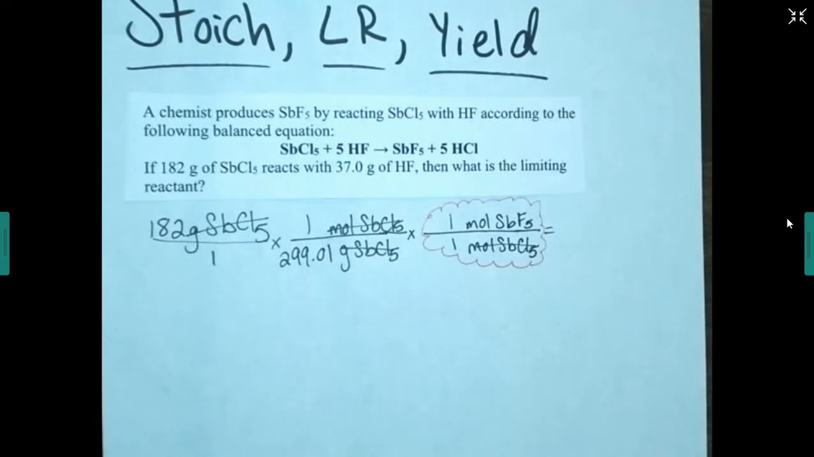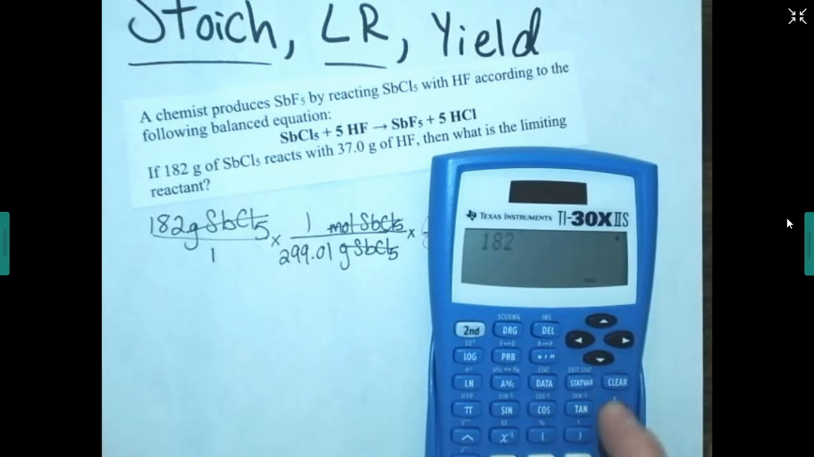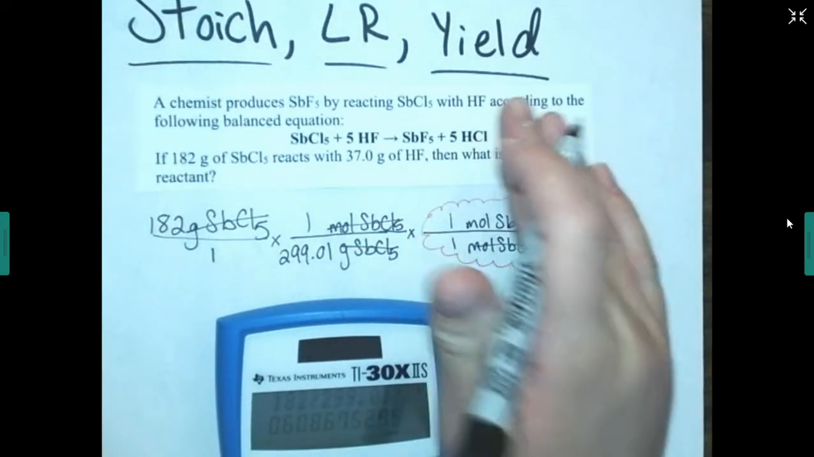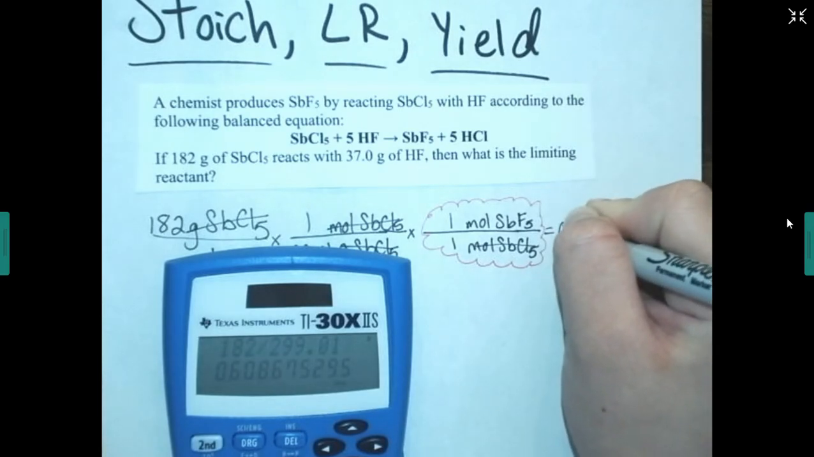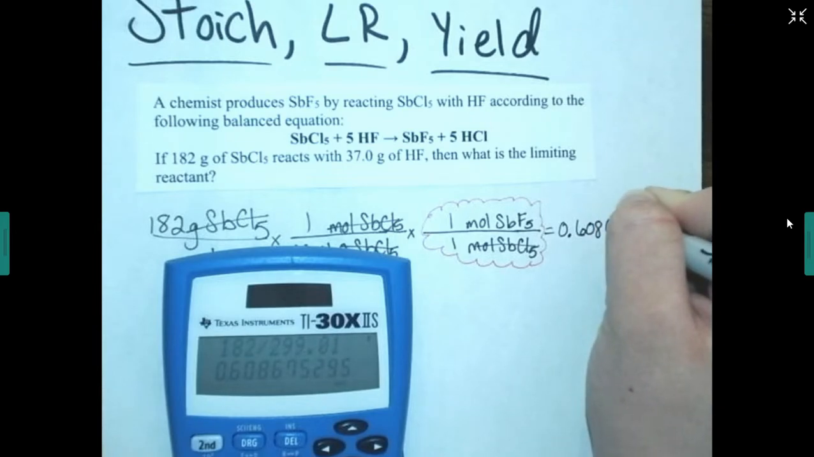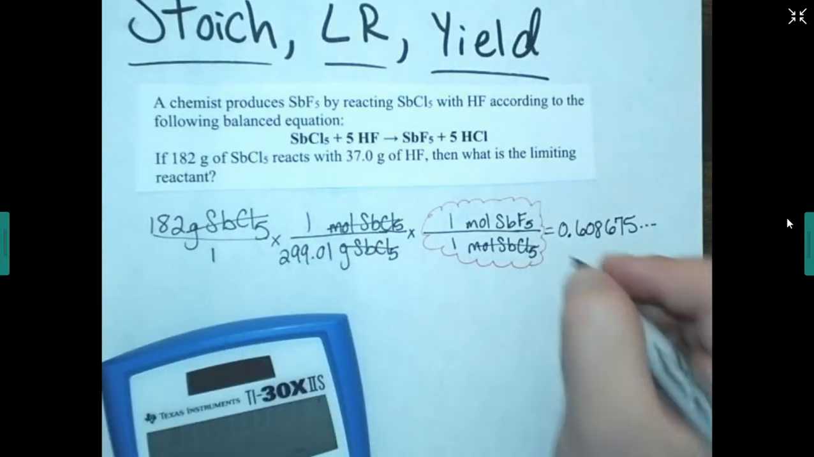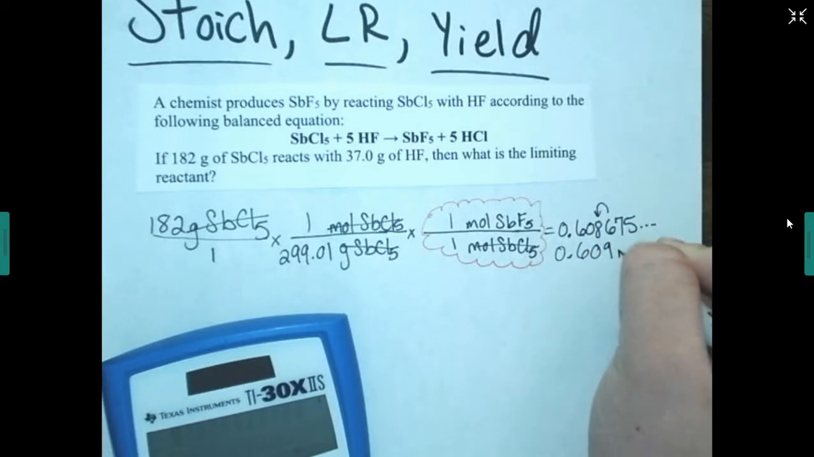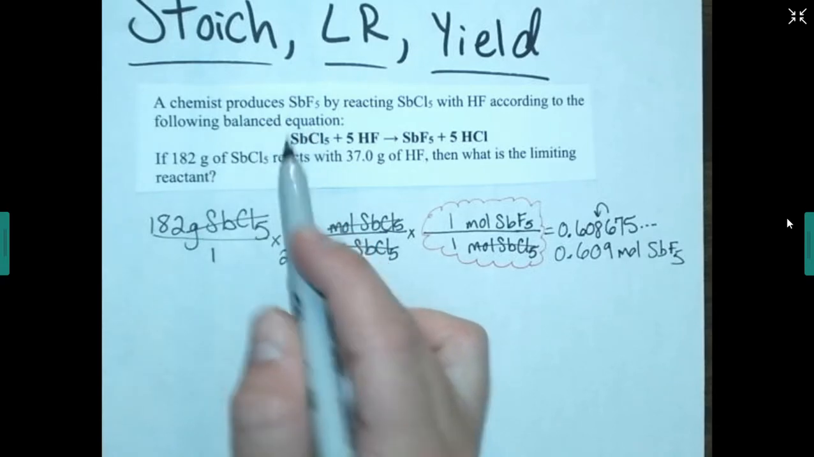And I'm going to cancel out all my units. So now when I go and put this in my calculator, I'm going to do 182 divided by 299.01. Everything else is a 1 in our problem, so we can just do that. And I got 0.608675, which, if I'm rounding to 3 sig figs, would be 0.60, and then this would bump that up to a 9. Okay, and that would be moles of SbF5. So that's how much SbF5 I could make with 182 grams of this stuff.